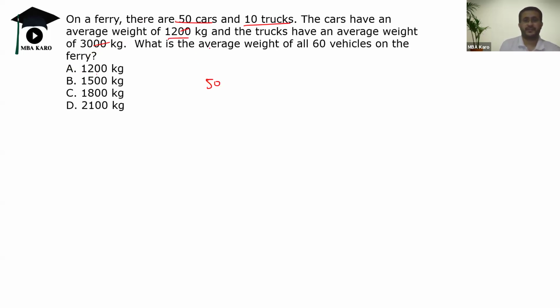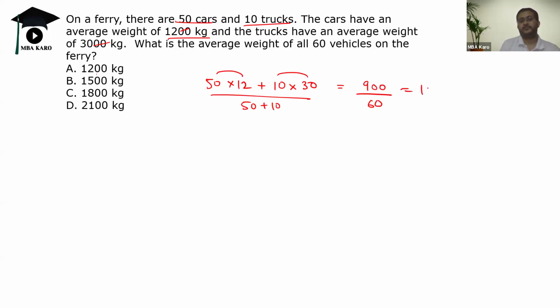So 50 into 1200 kg. So 50 into 12 plus 10 trucks, 10 into the weight is 30, upon 50 plus 10. So that is 600 plus 300, that is 900 by 60. That is equal to 15. And since we removed hundreds, the answer is 1500 kg.